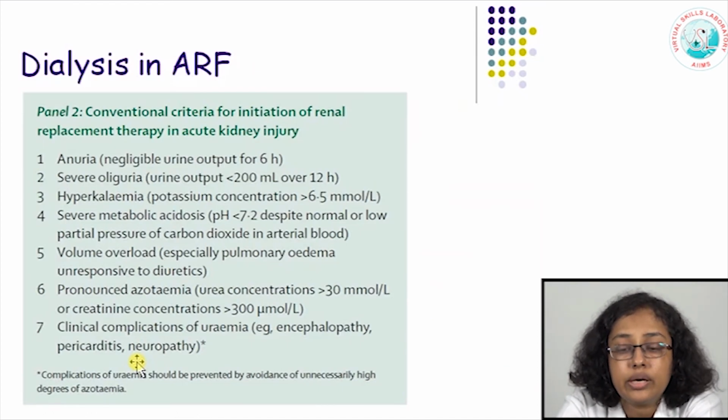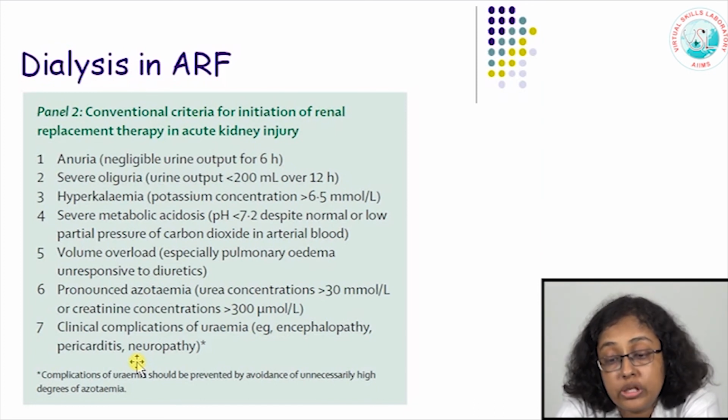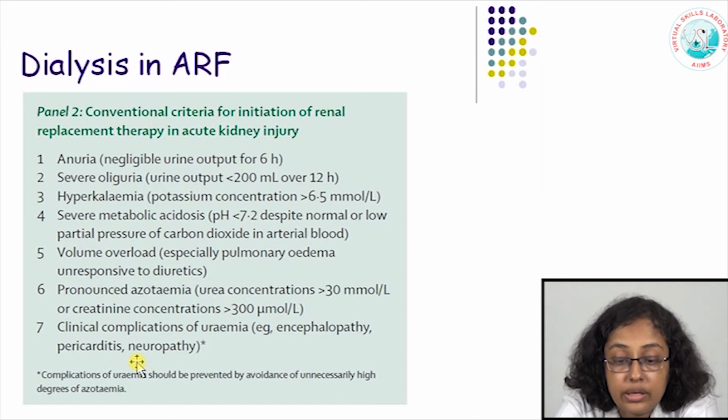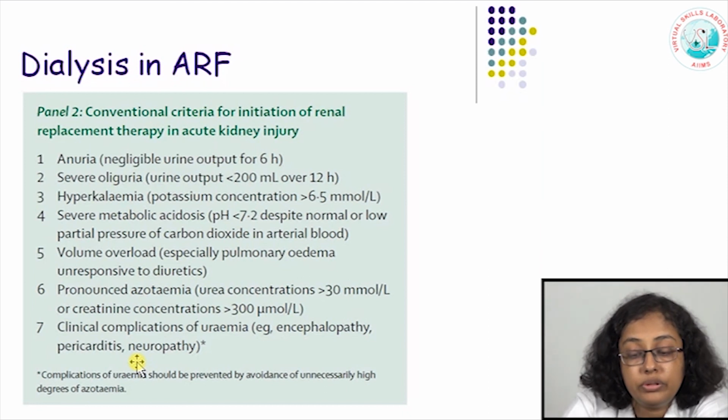So the conventional criteria for dialysis in acute renal failure patients: any patient who has anuria, persistent anuria for 6 to 12 hours, or prolonged oliguria for 12 hours; hyperkalemia becomes an emergency; severe metabolic acidosis, again an emergency; volume overload, especially pulmonary edema. If the patient has not responded to diuretics, you need to dialyze the patient and remove fluid. Very high urea or creatinine levels, and clinical complications, rarely, like pericarditis or encephalopathy.